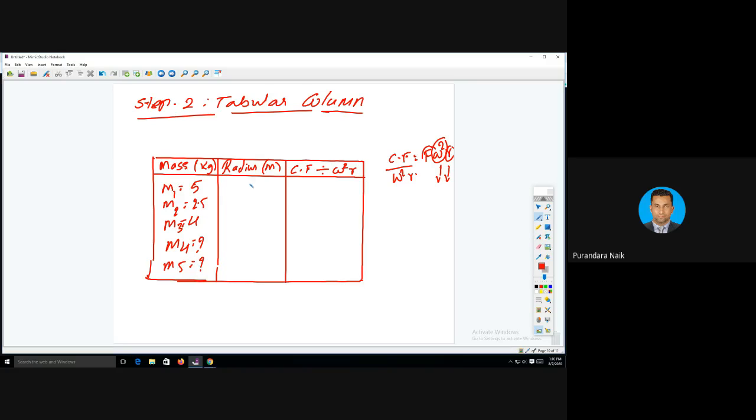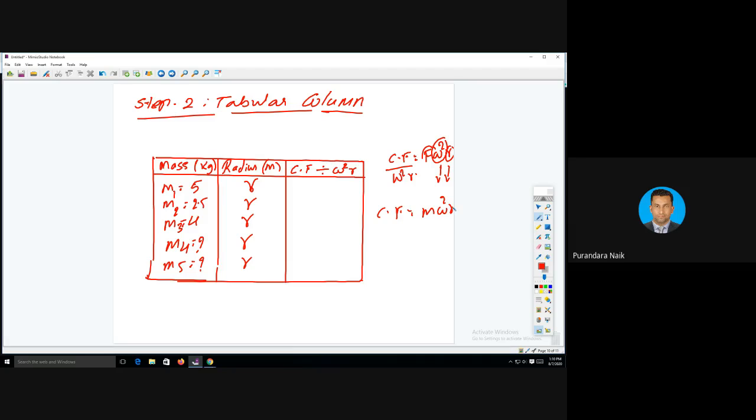Similarly, all radius are equal. That is R. We have assumed it as the same R. So the equation for centrifugal force is F equal to M into omega square into R. This omega square and R is common for all five masses. So that's why we divide the centrifugal force by omega square into R.